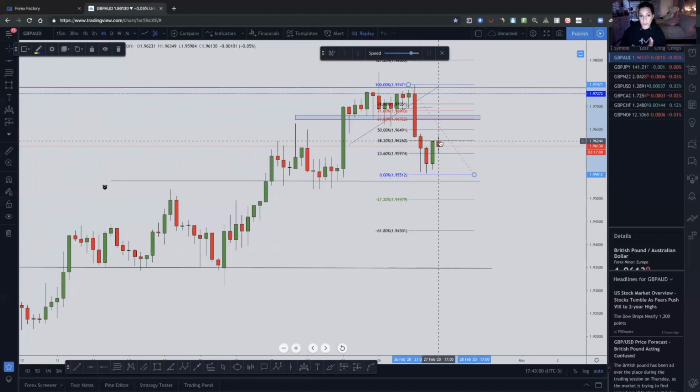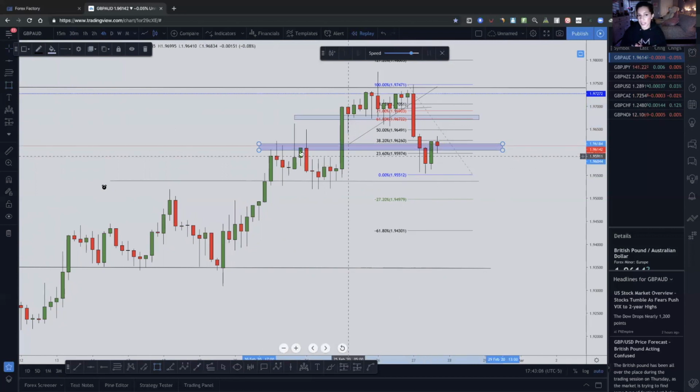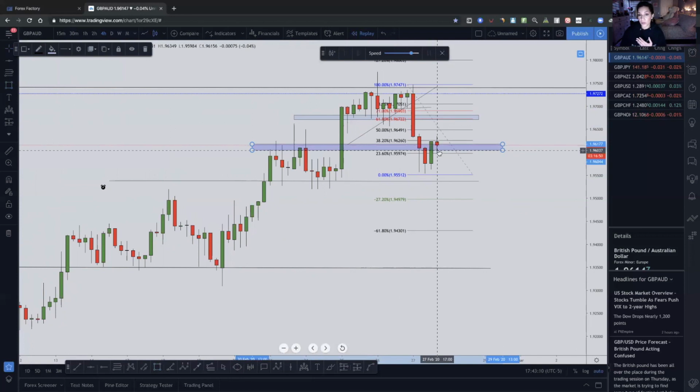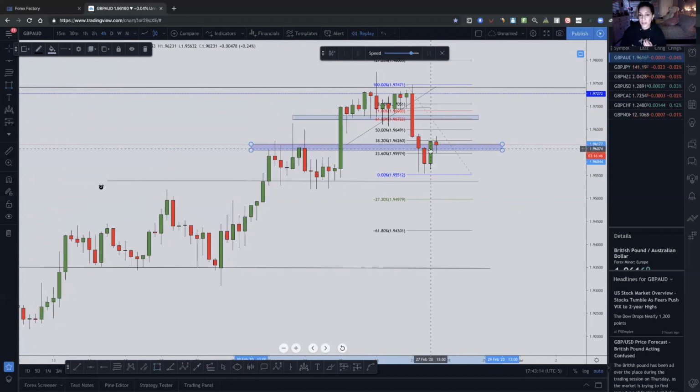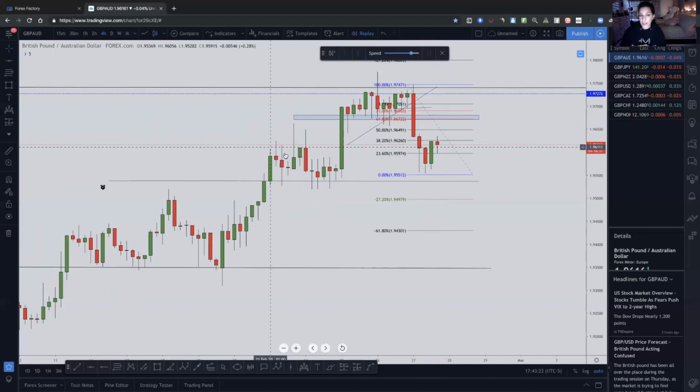Now, if it respects the 38.20, which is this area of market structure right here, okay, then I'm going to definitely consider taking it down. However, this 4-hour candle has not closed below the structure, and I don't feel comfortable with it at the moment. This is a bullish candle and potential for it to just go up a little bit more and retrace a little bit deeper. And with these wicks right here, it's a possibility. So I don't want to rush this trade.